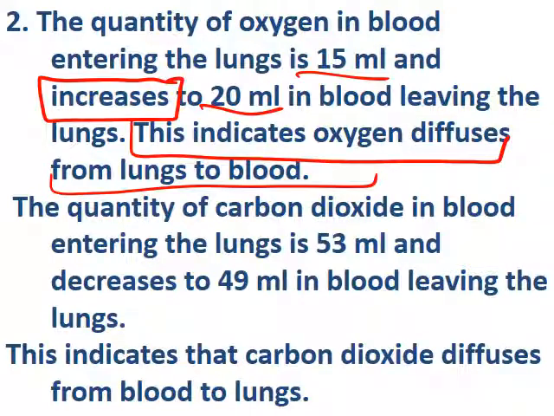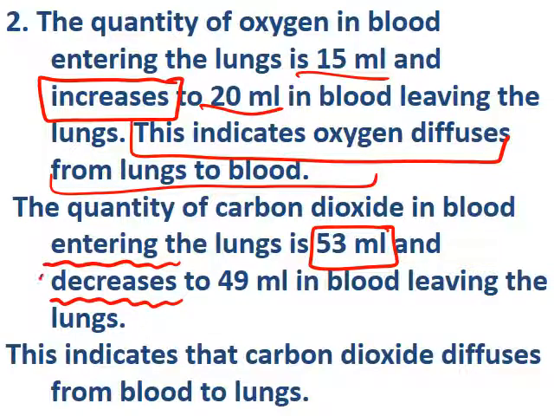What does this indicate? This is the indication. This indicates that the oxygen diffuses. It moves from a medium of high concentration to a medium of low concentration. It moves from the lungs to the blood. The quantity of carbon dioxide in blood entering the lungs was 53, and then it decreases. This is the key word here, decreases. And here we have the key word increases. So you have to be careful with these words.